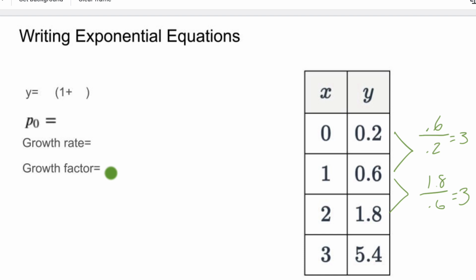Our growth factor is 1 plus something. So our growth factor is 3, which means our growth rate is 2, which is really 200%, because your growth rate is a decimal percent increase. So 2 as a decimal is 200%. Our initial value, that would be where x is 0, our y value is 0.2. So the initial value here is 0.2, and of course it's raised to the x. So y equals 0.2 times 1 plus 2 raised to the x.